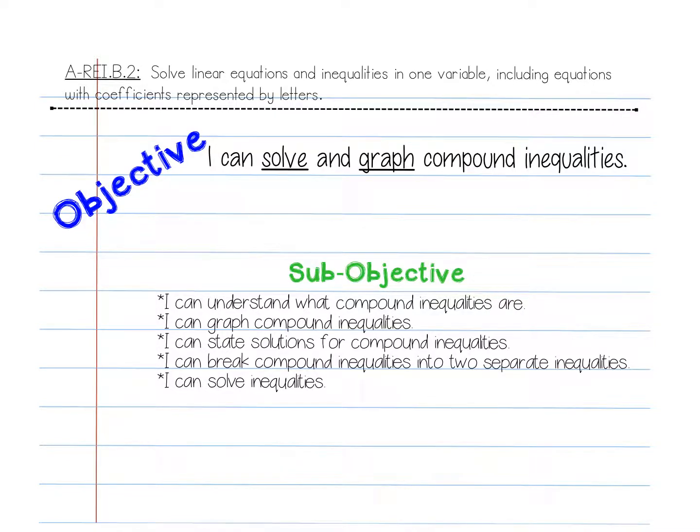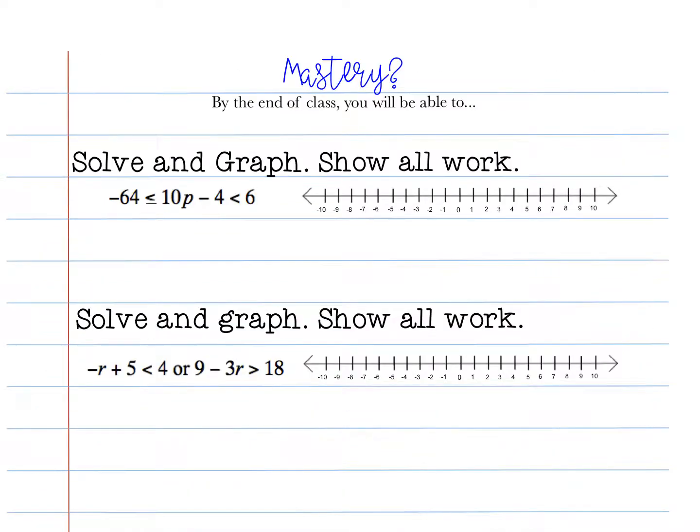Alright guys, in this lesson our goal is to be able to solve and graph compound inequalities. So we're going to pull off of what we learned last lesson where we solved and graphed just regular inequalities. By the end of this lesson you're going to be able to take these two problems and solve and graph them. That is what mastery is going to look like for this lesson.